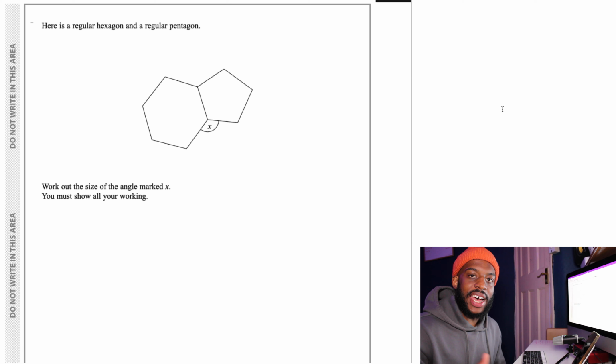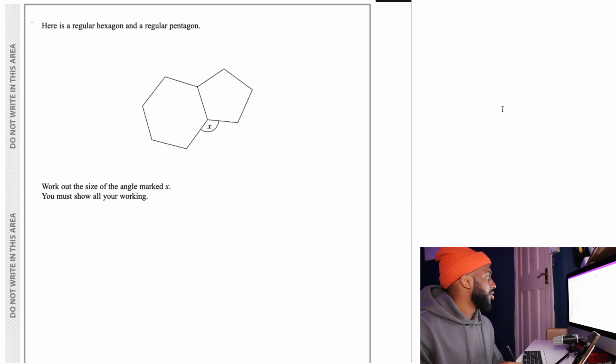In this question, we're looking at angles and polygons. So we can see we have a hexagon on the left here and a pentagon on the right. And the question's asking us to find this angle X. So if we are to split this shape into two, like that, and I'm going to call this angle X and this angle Y. Angle X is the external angle of our hexagon, and angle Y is the external angle of our pentagon.